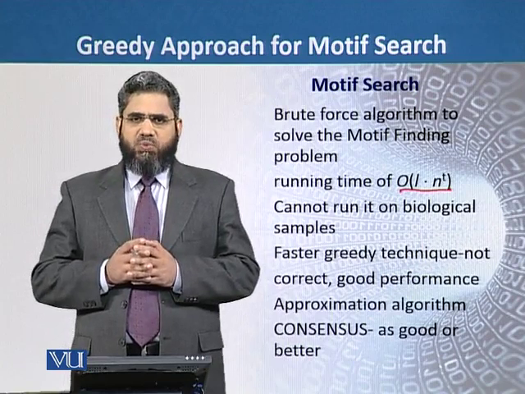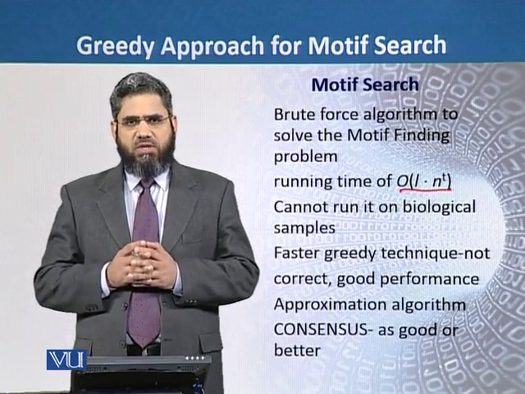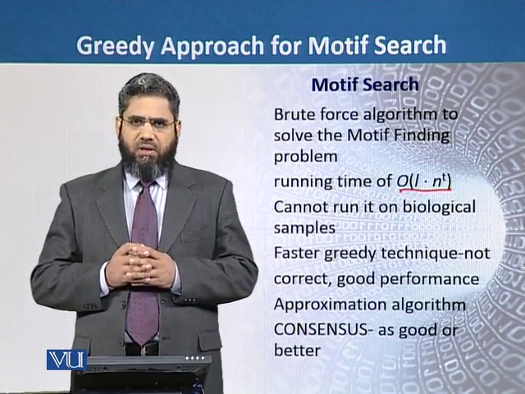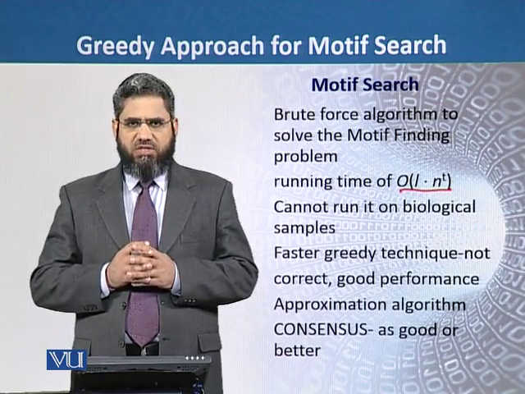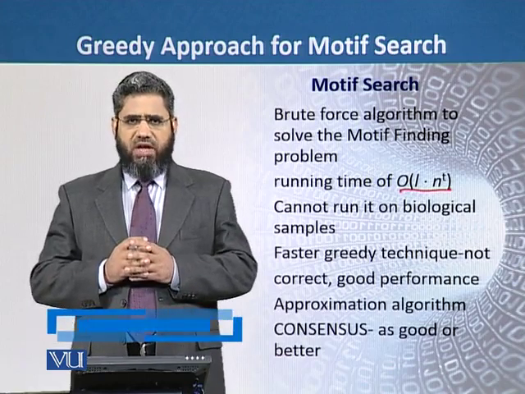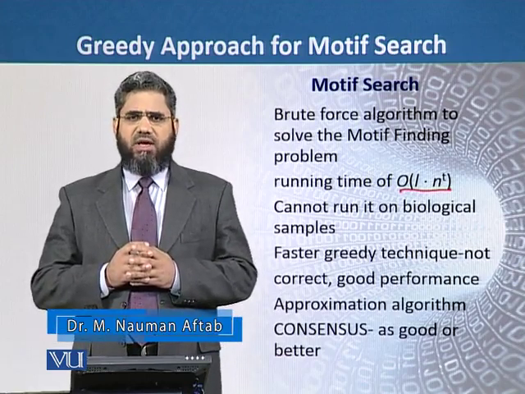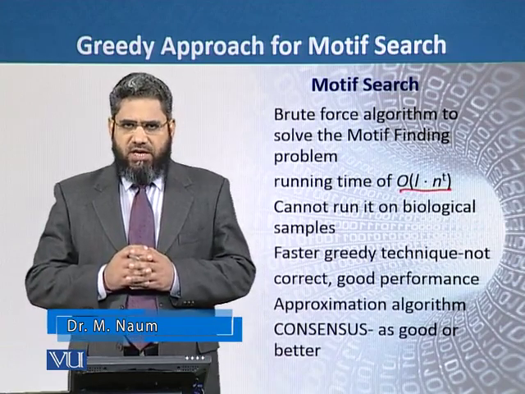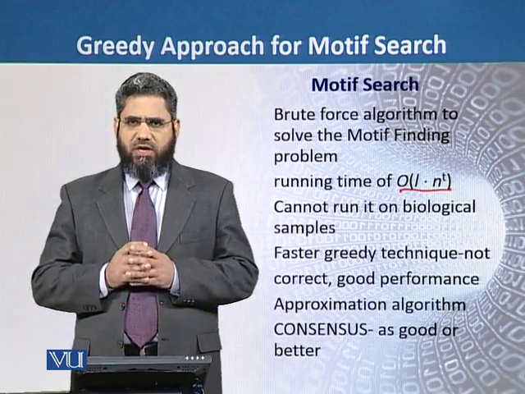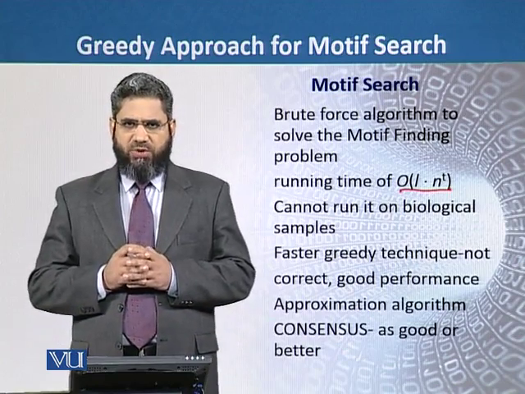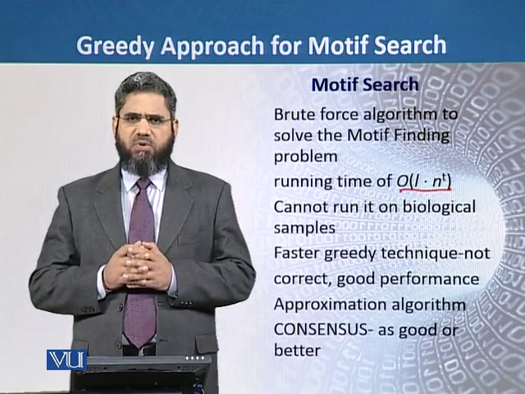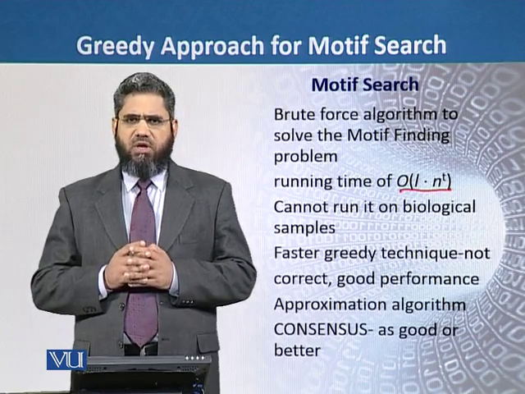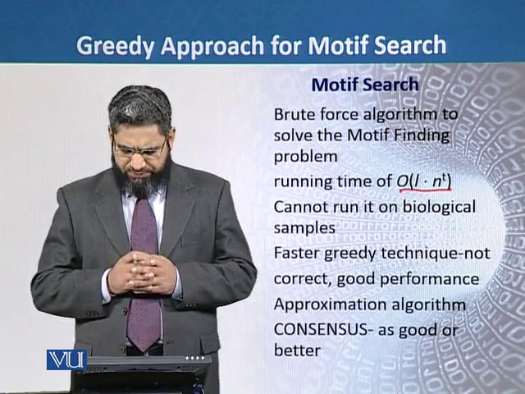To overcome this problem, we have chosen another algorithm, that is the greedy algorithm, and we have chosen it because of its fast running time. We already know that this greedy algorithm is not correct, and it does not provide the correct answer or a good approximation ratio. We also know that this is an approximation algorithm, but still we will use this greedy algorithm to solve the motif search problems.